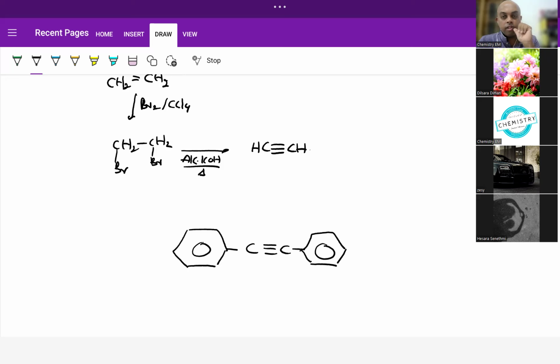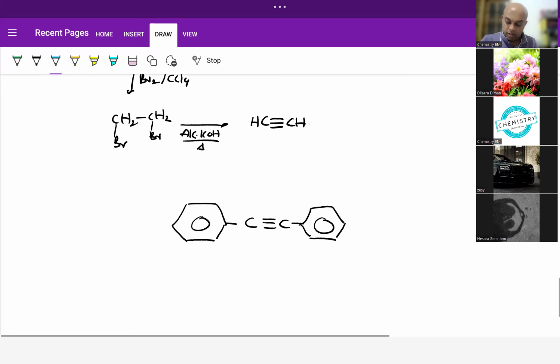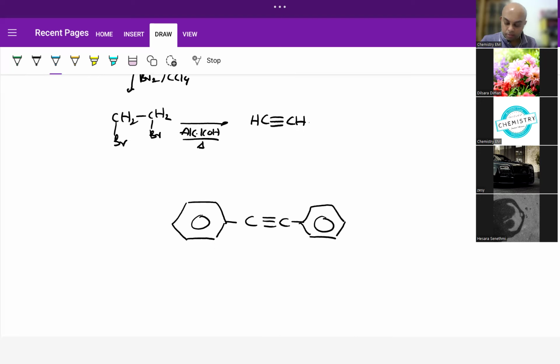Can you tell me, is this an acidic alkyne or not? Yes or no? No, this is not an acidic alkyne. Correct. Because acidic alkynes are defined when there is a hydrogen atom directly connected to the carbon atom which is in the triple bond. That is the idea. This is how you identify an acidic alkyne.